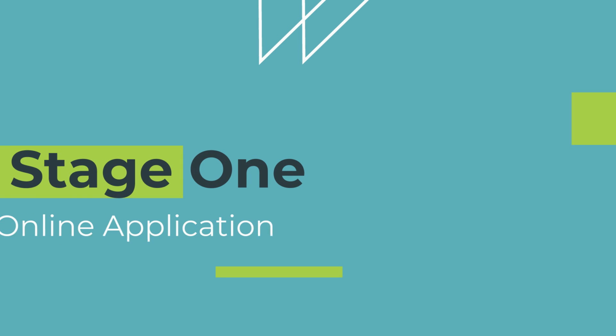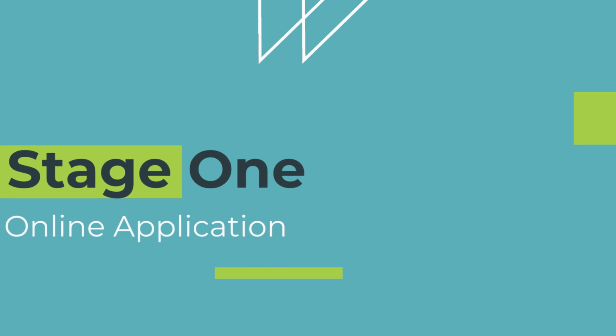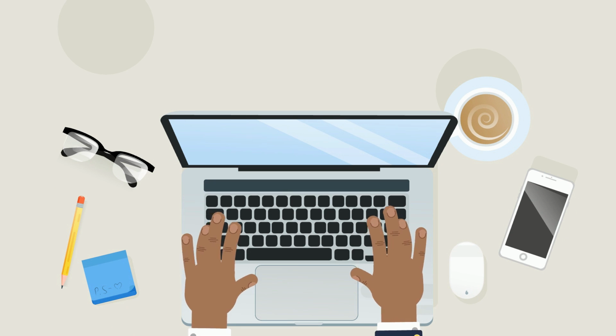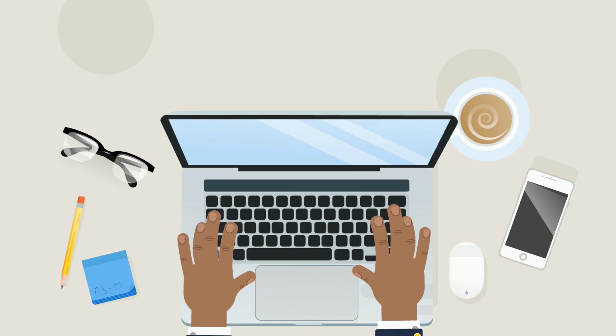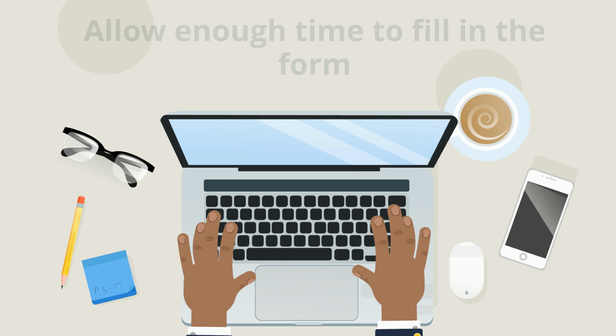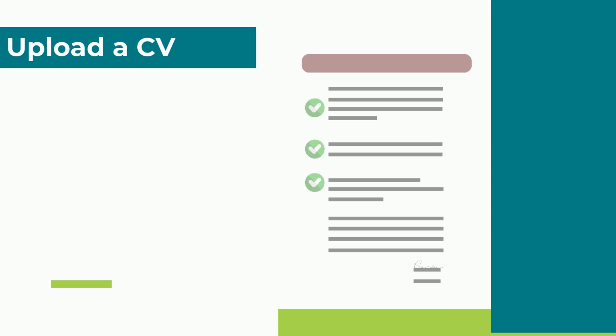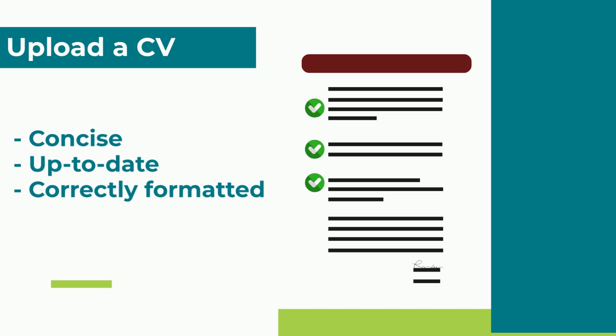Stage 1 is the online application. Most employers will require you to complete an online application. The length of the form will vary, as well as the amount of detail you are asked to provide. Make sure you allow enough time to fill the form in correctly. Some employers will ask you to provide a CV. Ensure that it is concise, up-to-date, and correctly formatted.